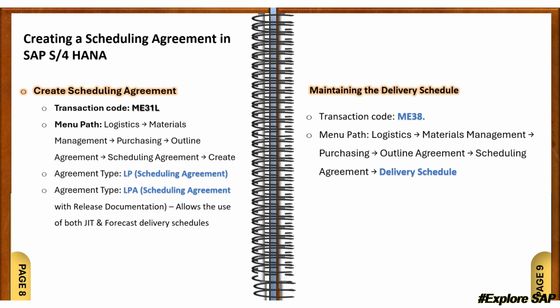Next, after entering the basic details, we move on to maintaining the delivery schedule. This is done using transaction ME38. This step ensures that the system knows when and how much material needs to be delivered.